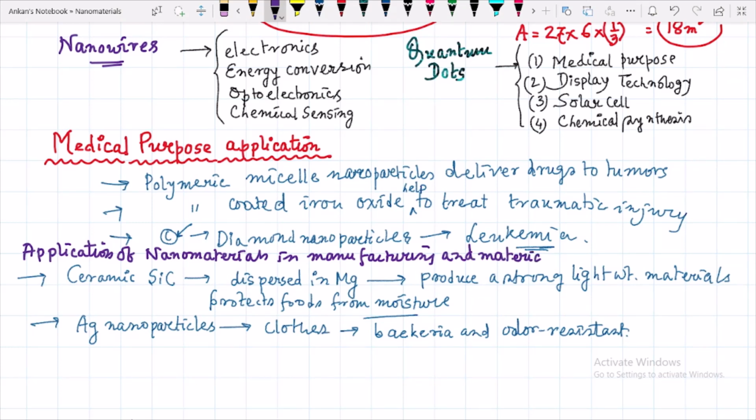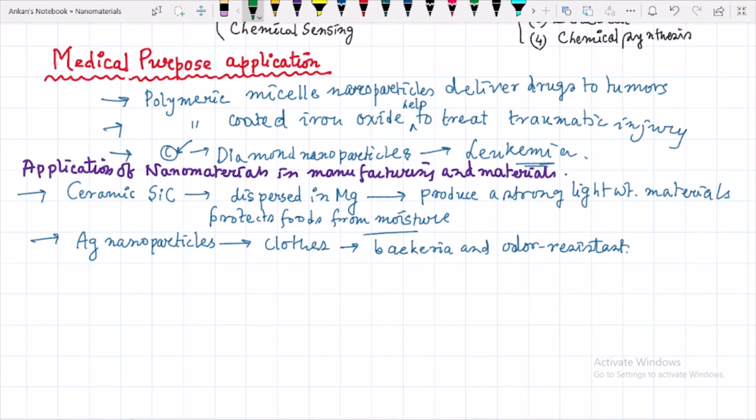The next thing is the application of nanoparticles in energy and electronics. In this regard, a very important thing I am going to show you: application of nanomaterials in energy and electronics.